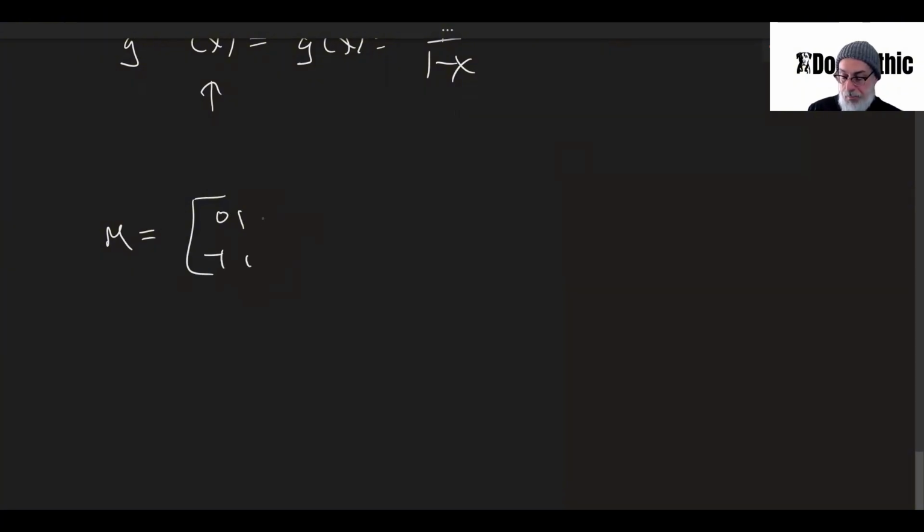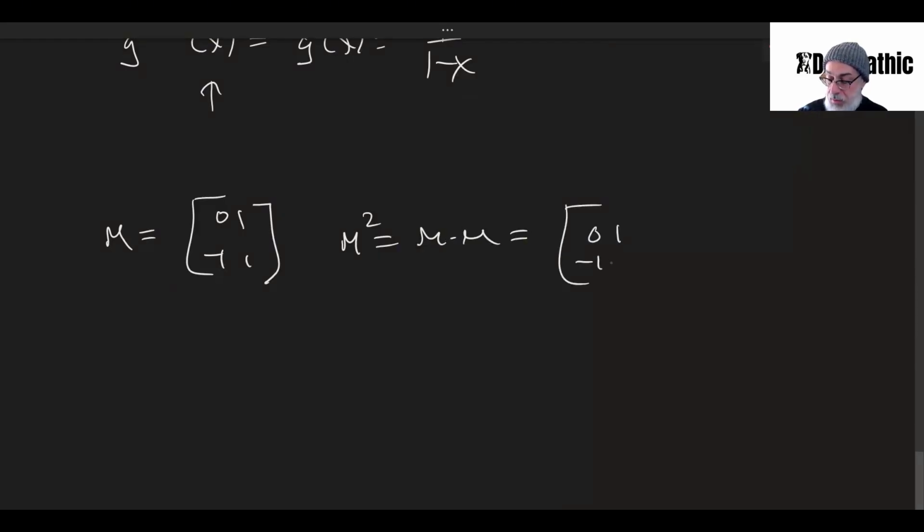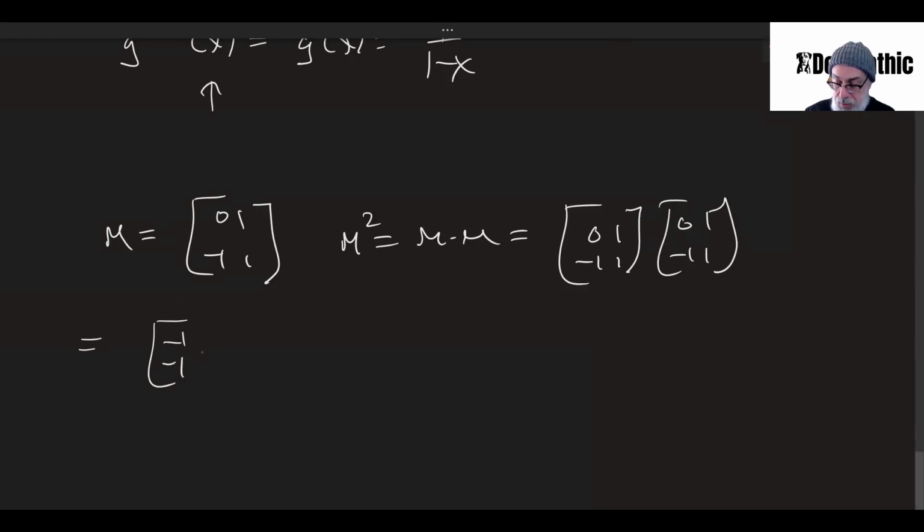Negative 1, 1. So M squared is M times M, or 0, 1, negative 1, 1 times 0, 1, negative 1, 1. Matrix multiplication, I wrote this down. It's negative 1, negative 1, 1, 0. So that's what M squared is.